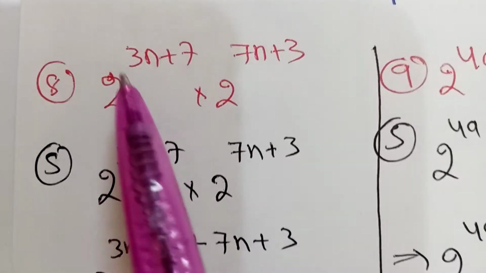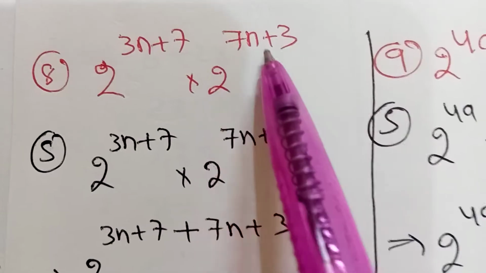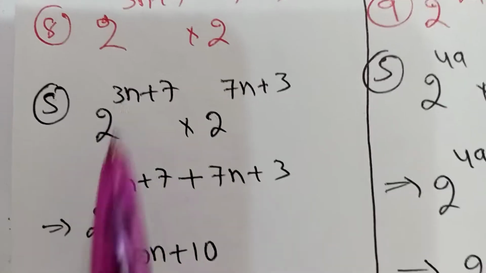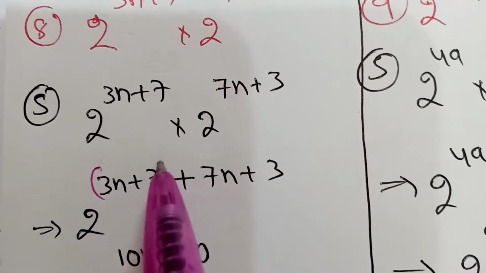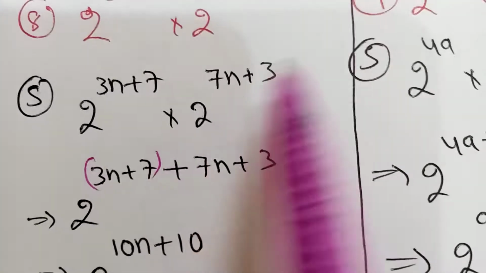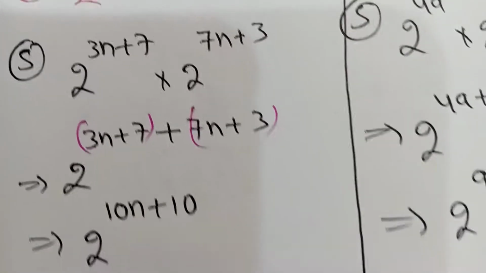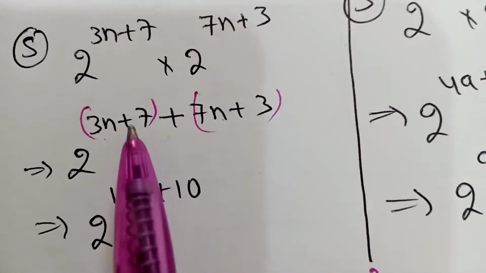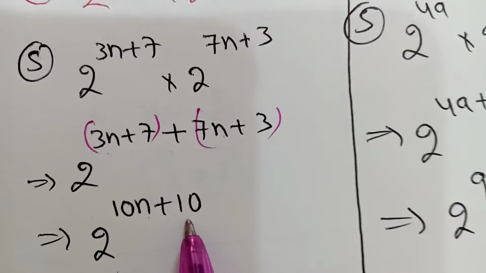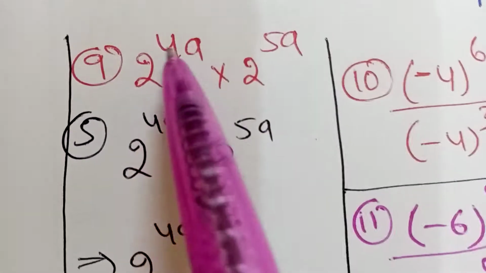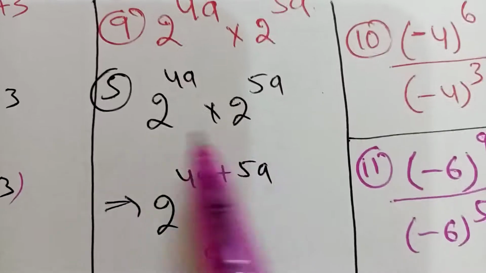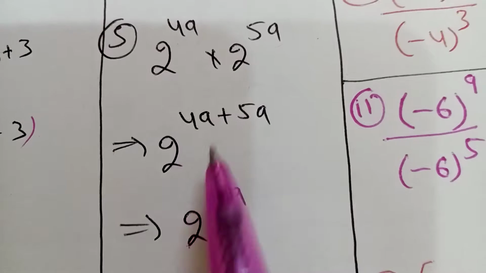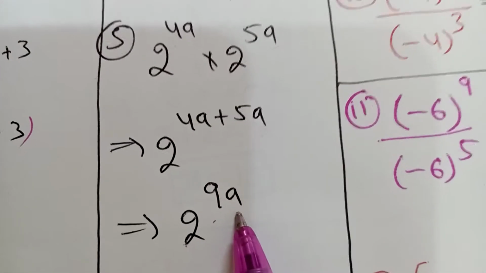Next, 2^(3n+7) into 2^(7n+3). Base are same. Power should be added. 2^(3n+7+7n+3). So 2^(3n+7n is 10n, plus 7 plus 3, 10). Next, 2^(4a) into 2^(5a). Bases are same. Power should be added. 4a plus 5a, 2 to the power of 9a.